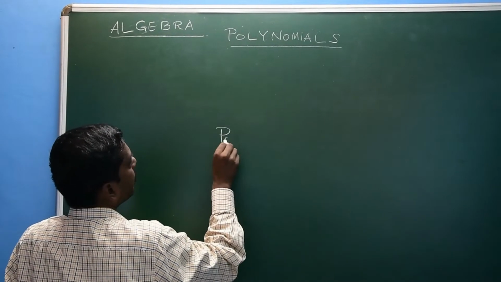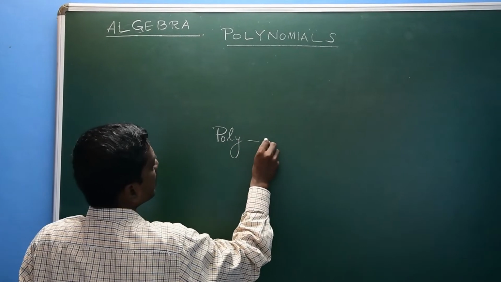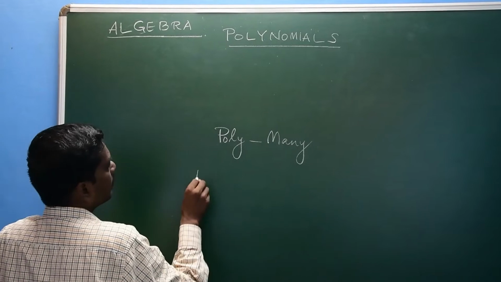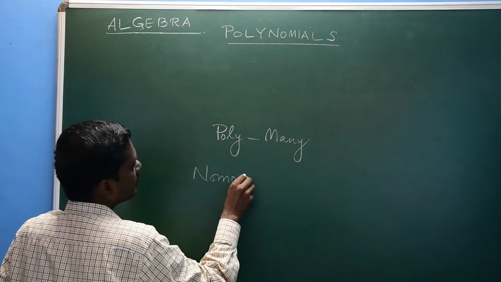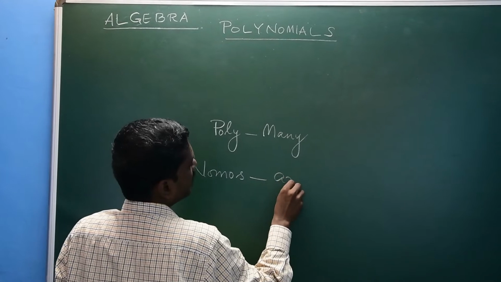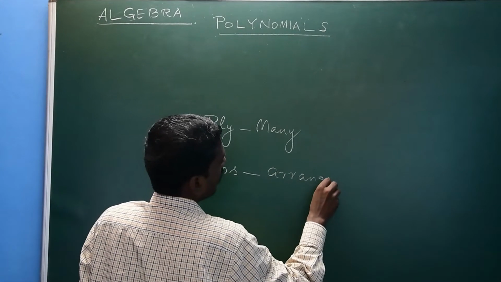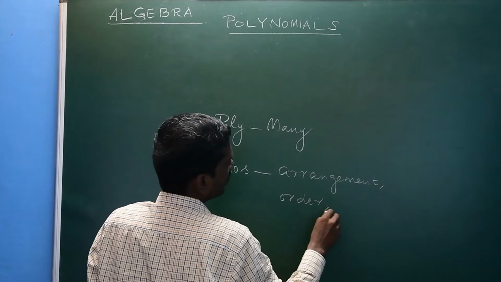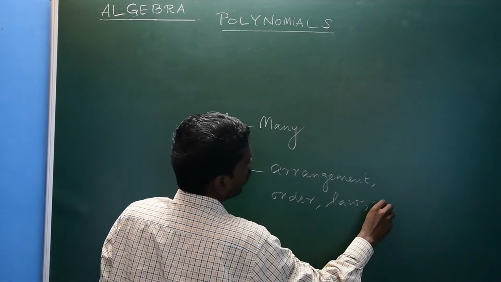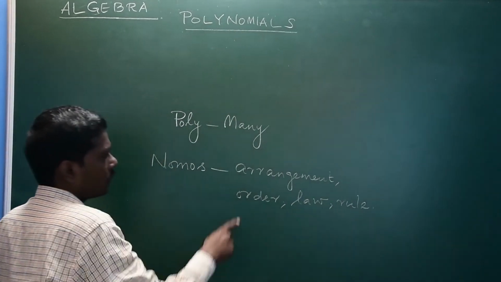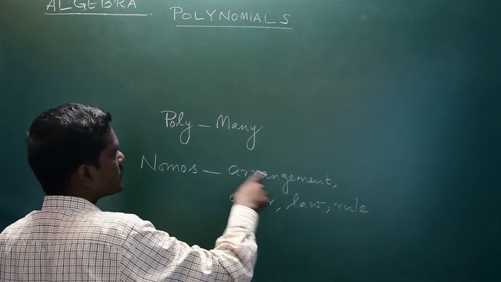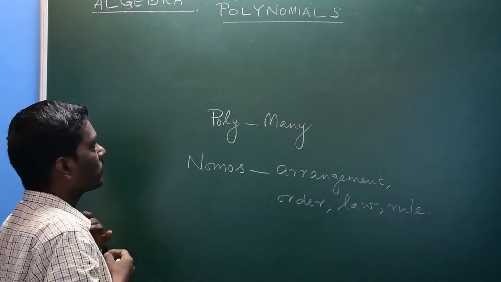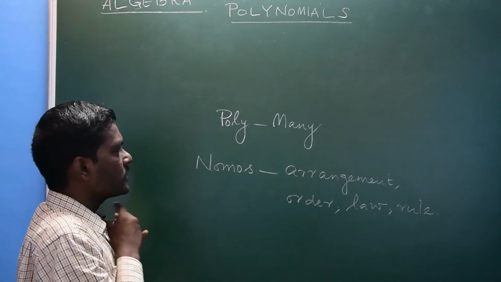So, poly means many. Nomous, the meaning of which is arrangement, order, law, rule. So these are all the meanings of the word nomous. So poly means many, nomous means arrangement.